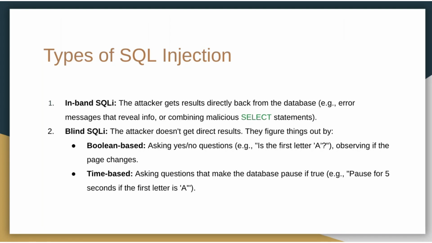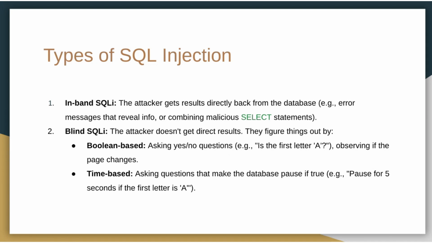The second type is blind SQL injection. Here, the attacker does not see any direct results. In blind SQL injection, there are mostly two types. Boolean based, where the attacker asks yes or no questions. For example, they might ask if the first letter of the username is A and see if the page changes or reacts differently. Boolean based SQL injection mostly uses different types of tools also.